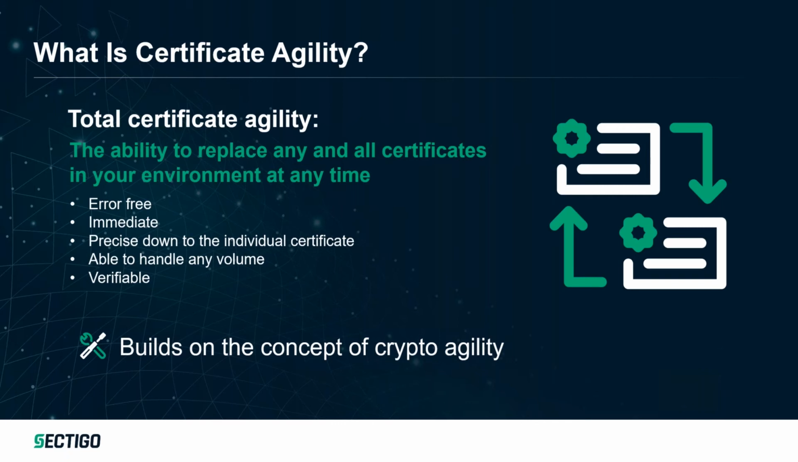Needs to be controlled down to the precise level you need. Oftentimes when this occurs, I don't need to replace all my certs. I need to replace these 7 certs. They need to be the right 7, and it needs to be those 7. So be able to have that level of precision so you don't have to blow up a whole environment if there's no need. The ability to handle any volume up to and including all your certs, and the ability to verify that it happened correctly. So think of those as your criteria when you're working on your certificate agility plan.